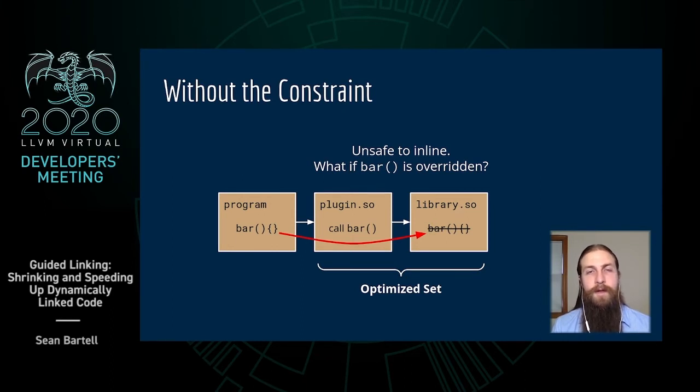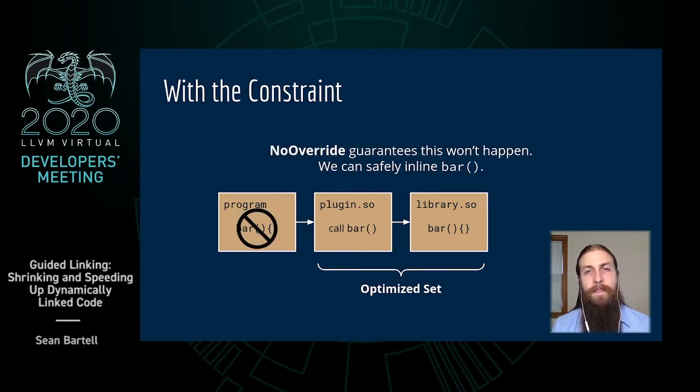At runtime, there could be a definition of bar outside the optimized set that overrides the definition we have inside the set. If we inline bar using the definition inside the set, we'll inline the wrong version, possibly breaking the program. By specifying the no override constraint for bar, the developer guarantees that no definitions of bar inside the set will be overridden by definitions outside the set, which means it's safe for us to inline bar.